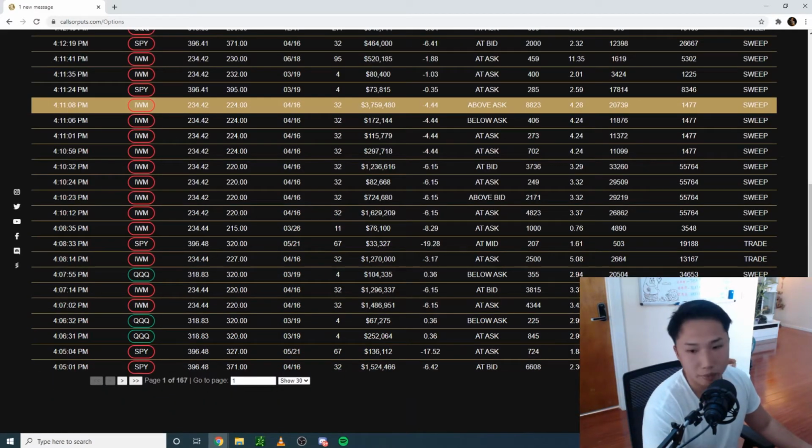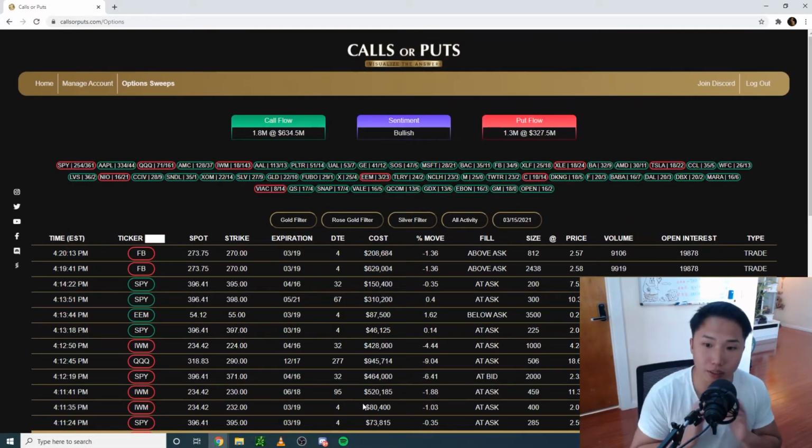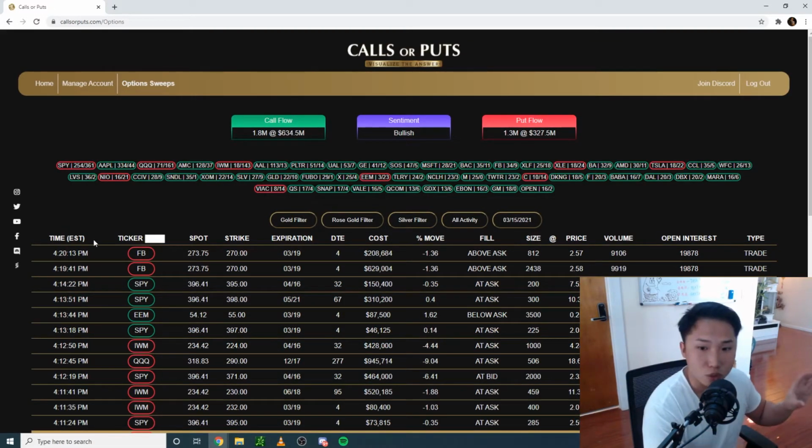Here we'll show you the total amount of pages. You could go to whatever page you want by clicking this and typing it in, or you could change the amount of sweeps per page by clicking here: show 50, show 10, or whatever the case might be. We will break this down completely. Time is the time the sweep came in onto our scanner. So this is the time that we picked up the sweep.